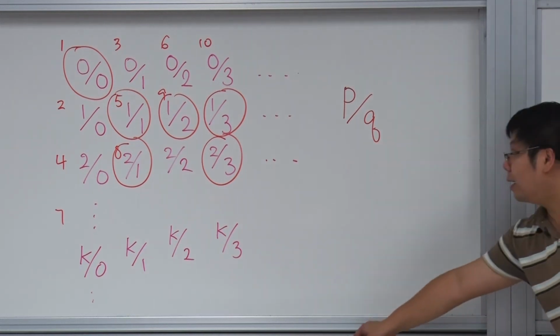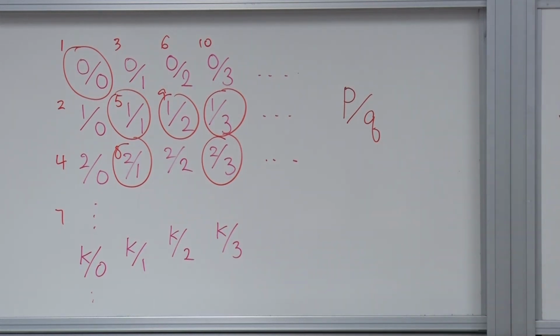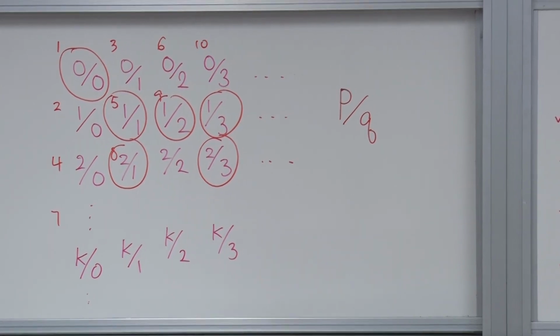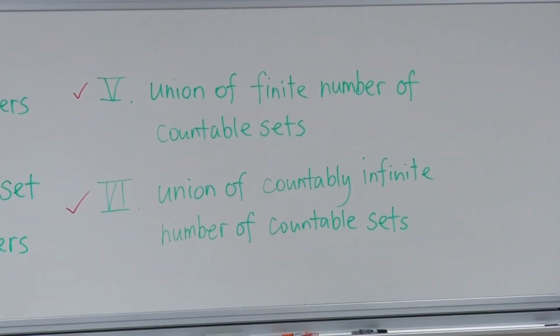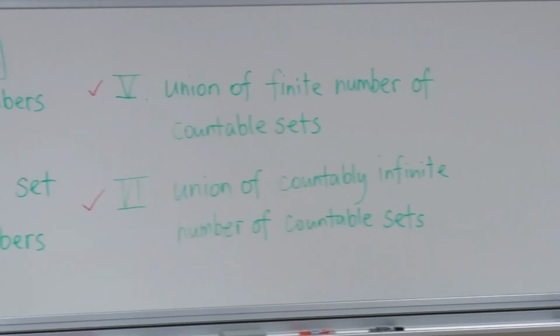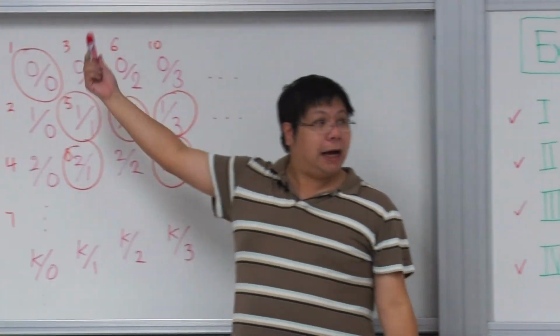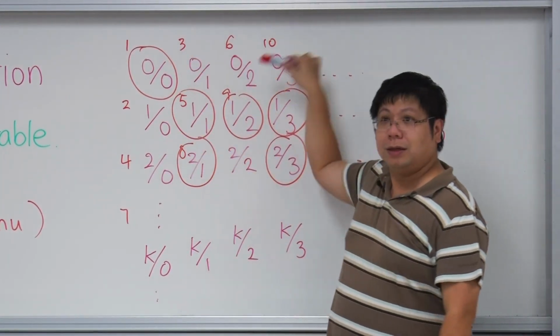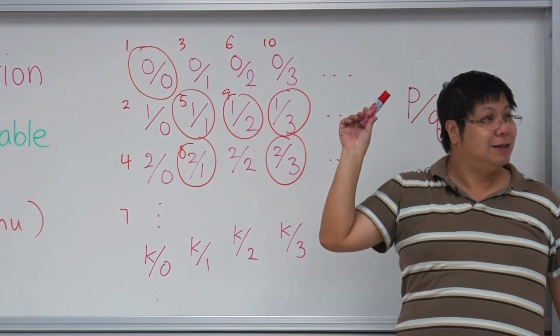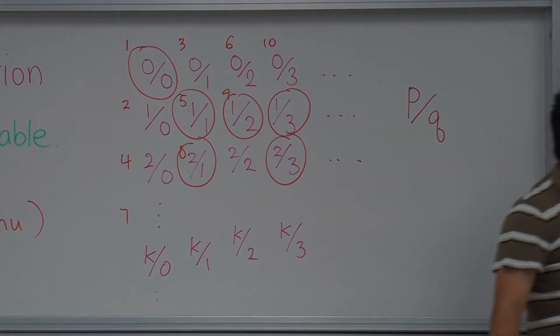And this is actually a special case of this one: the union of a countably infinite number of countable sets. So we have the first countable set, the second countable set, the third countable set. We have a countably infinite number of countable sets. So we can list out the items of all the sets here, the union, in this way. Is that okay? So this is also done.